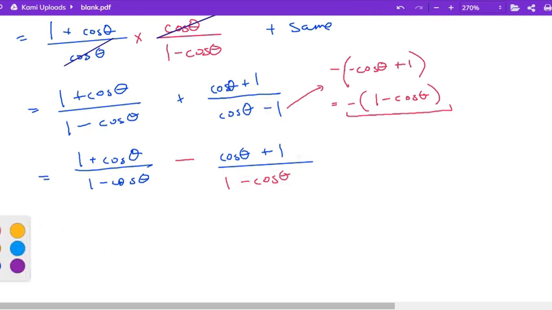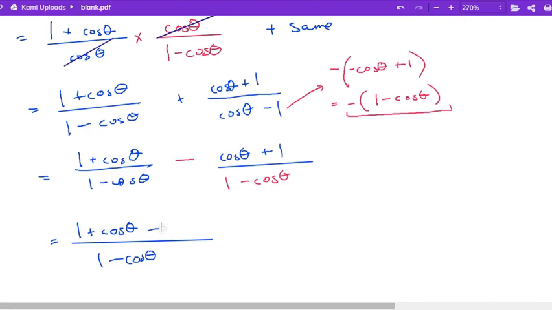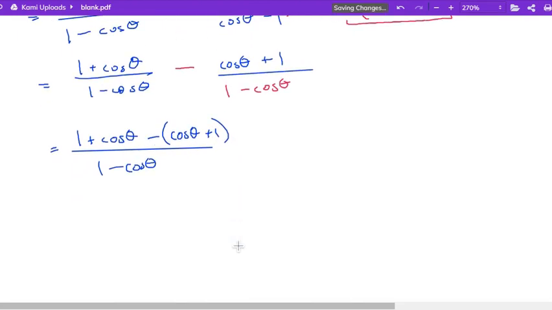We now have a common denominator. And then I've got 1 plus cos theta minus, oh man, so many tricks. Why did I put those brackets there? Because I'm subtracting the entire numerator. If I didn't put those brackets, you know what the mistake would have been? I would have subtracted the cos theta, but not the 1.